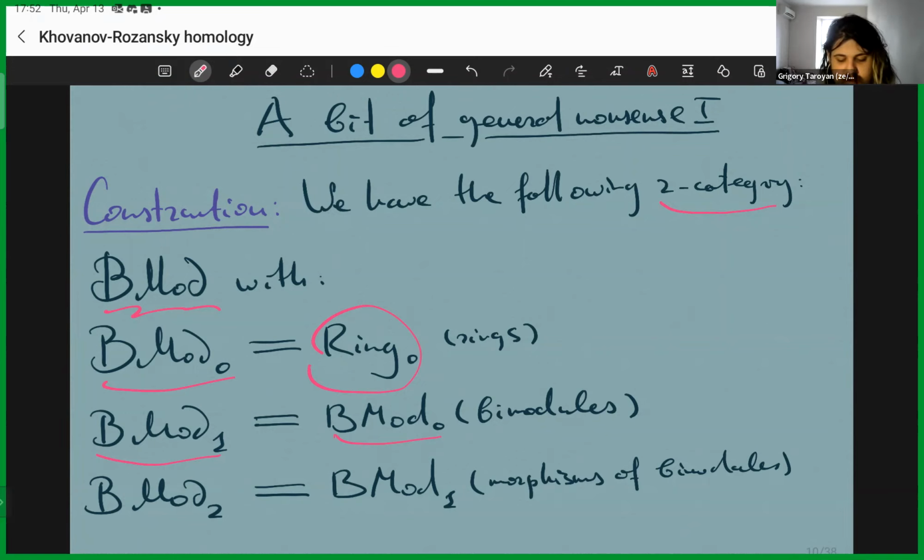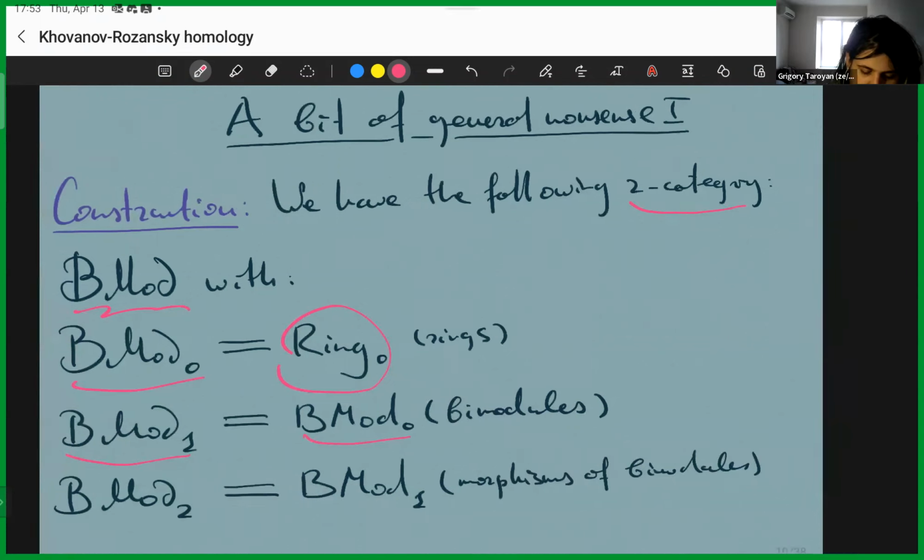So we can consider, instead of say the category of rings, a category of bimodules. And not just a category, but a two category. It means that we have some higher data. Here we have as objects rings, as morphisms between rings, bimodules, and as morphisms between morphisms, morphisms of bimodules, meaning homomorphisms of abelian groups which commute with the action from the left and from the right.